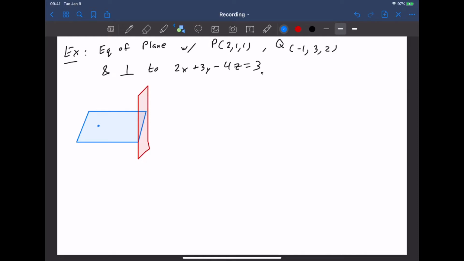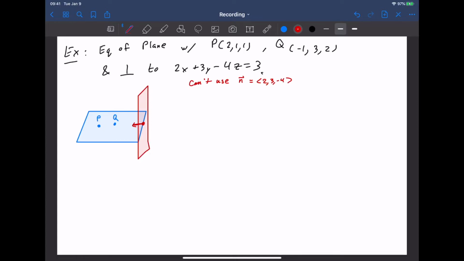But right now, I have a point P. I have a point Q. And I'm perpendicular to this other plane. We still need a point and a normal vector. We can't use this normal vector here, n equals 2, 3, -4. Why? Because that normal vector is perpendicular to the red plane.